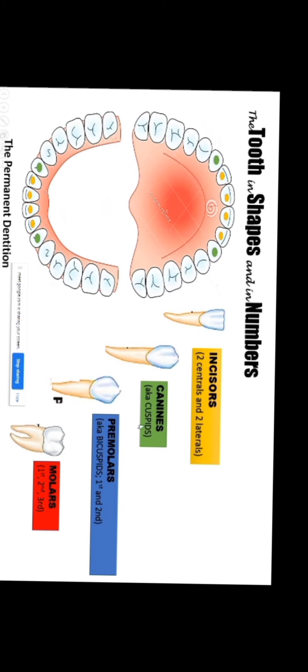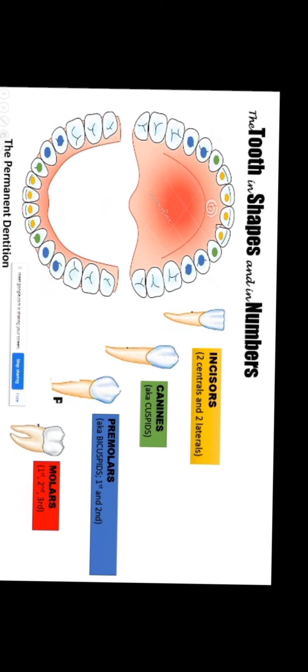When you say cuspid, the root word is cusp. Since canines only have one cusp, that's why we call them cuspids. Next, you have your premolars. Premolars are also known as bicuspids because if canines have one cusp, premolars have two cusps. That's why we call them bicuspids. For the bicuspids, you have your first premolar or first bicuspid, and then you have your second bicuspid.